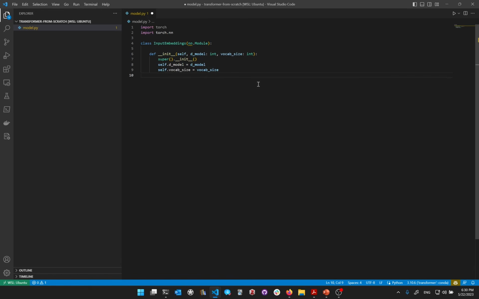Actually PyTorch already provides a layer that does exactly what we want to do. That is, given a number, it will provide you with the same vector every time. And this is exactly what an embedding does. It's just a mapping between numbers and a vector of size 512. 512 in this case is the d_model. So this is done by the embedding layer, nn.Embedding, with vocab_size and d_model. Let me check why my autocomplete is not working.